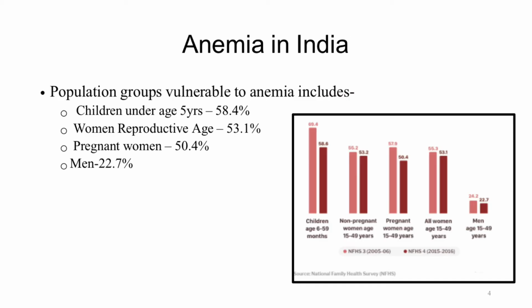Anemia in India, as per vulnerability, may be divided into various populations. Children under 5 years account for almost 58% of the anemia. Women in the reproductive age group account for 53.1%, pregnant women account for 50%, and men account for 22.7%. This means children under 5 years are more vulnerable to anemia.